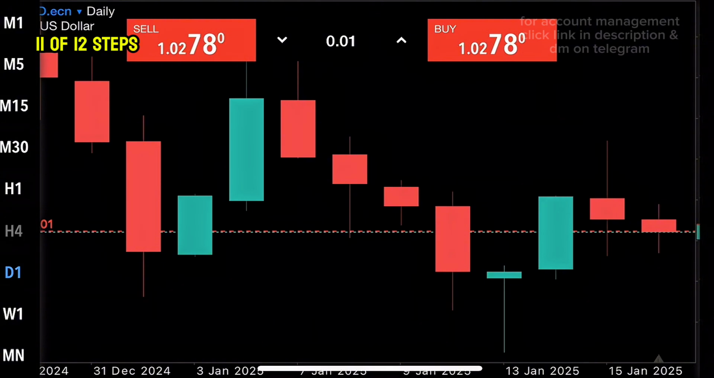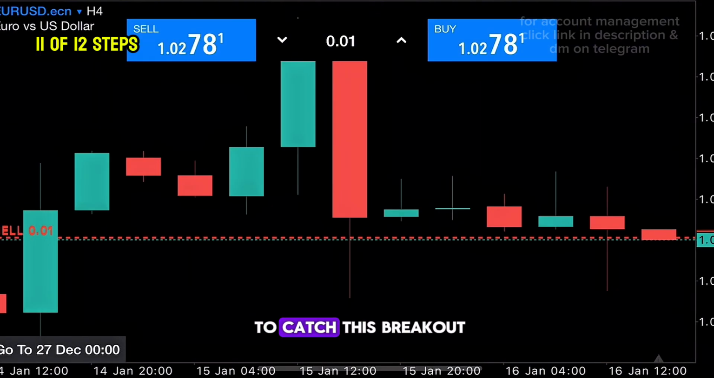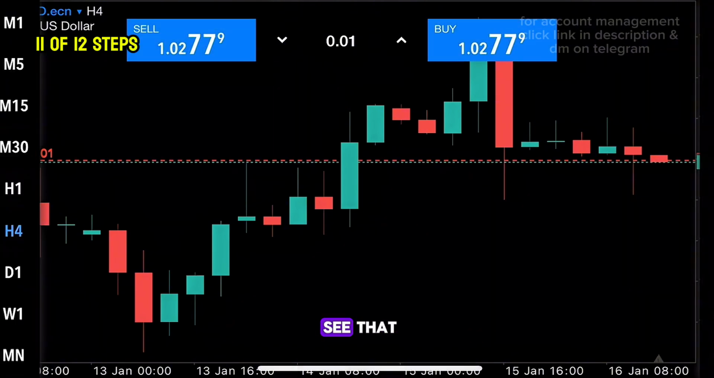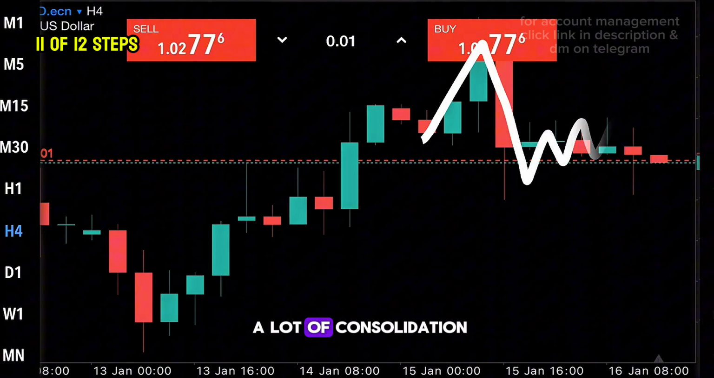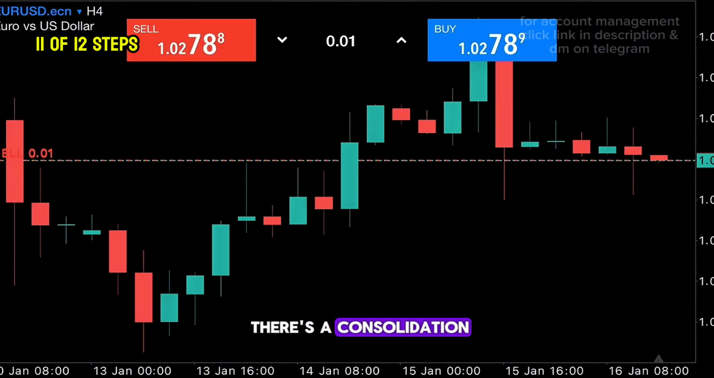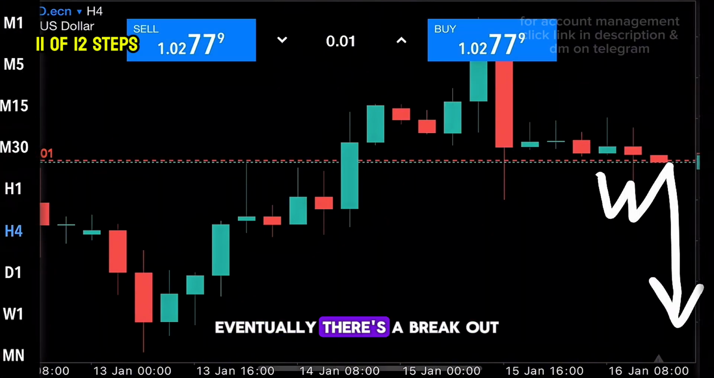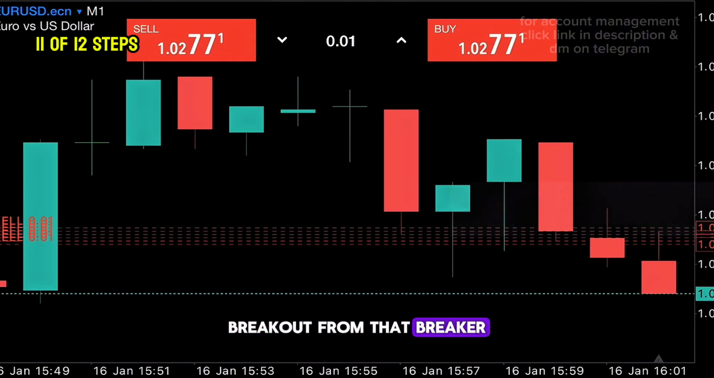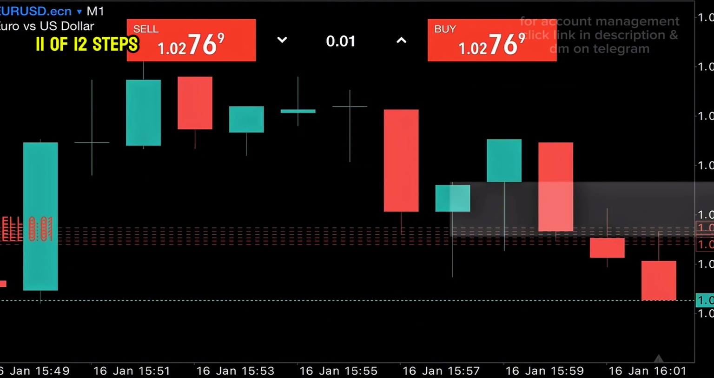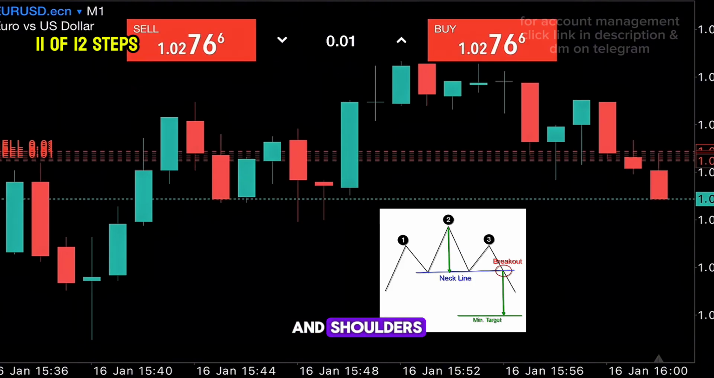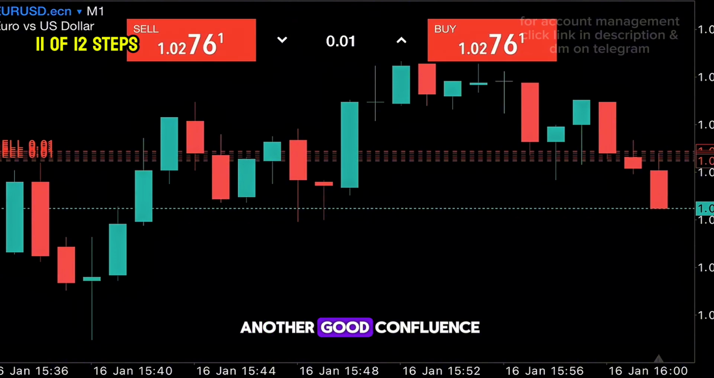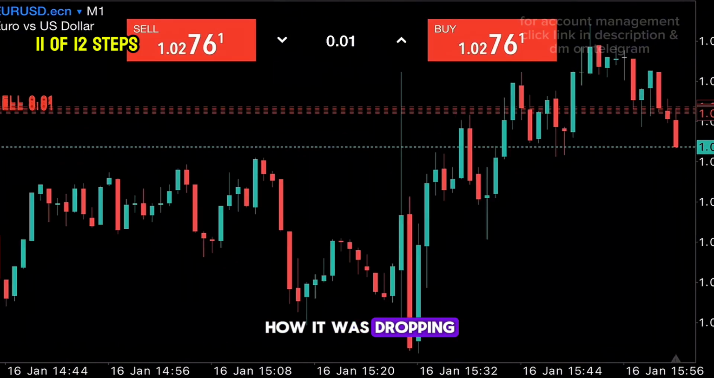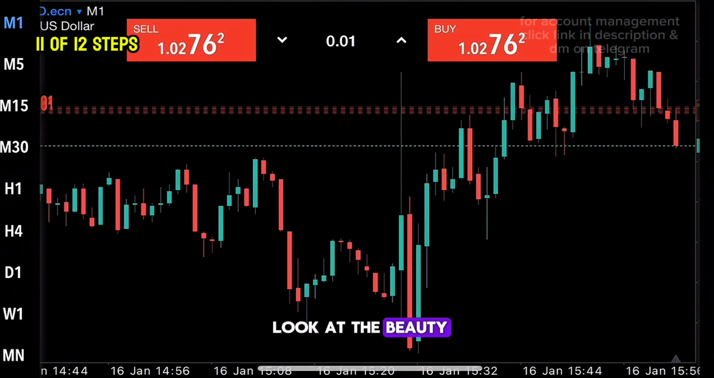So I dropped down to a lower time frame, and my plan was to catch the breakout to that low, because you can see that price was giving us a lot of consolidation at that point, and whenever there's a consolidation, eventually there is a breakout. So on the 1 minute time frame, I was waiting for price to break out from that breaker block. You can see that mini breaker block there, and it was giving us something like a head and shoulders pattern, which is another good confluence. And just look at how it was dropping. Look at the beauty of this.